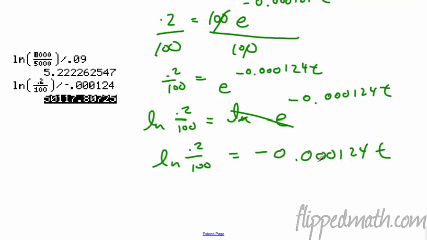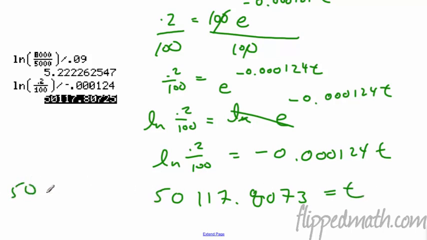If I divide both sides by that decimal in front of t, I'm going to get 50117.8073. That's what equals t. So that is about, we're going to say it's about 50,000 years. Do you have to round it? No, you don't. But that's what the question is. How many years? About 50,000 years. That's how old the sample is.